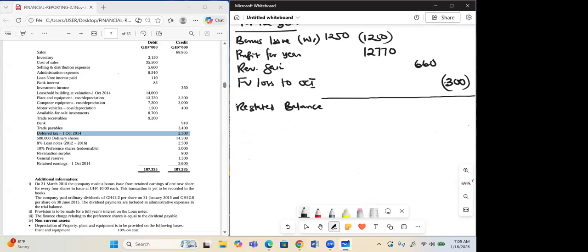So sum this for us. Share capital will give us what? What would the share capital give us?